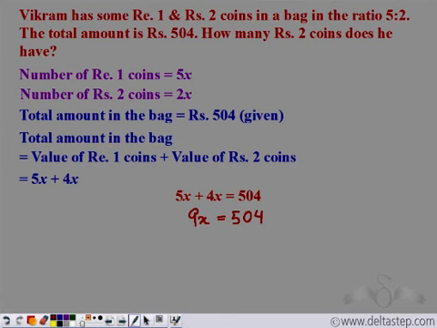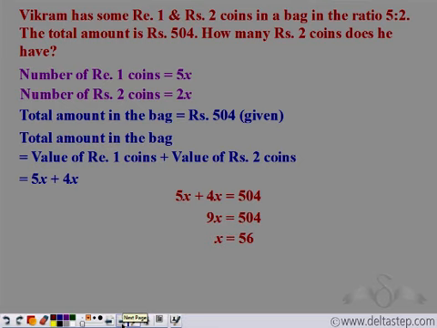Now transposing 9 to the right hand side, we get x is equal to 504 divided by 9. 9 into 5 is 45. Now 50 minus 45 is 5. So we take 5 from here and 4 from here. It gives us 54. 9 into 6 is 54. So we get x is equal to 56. So x is equal to 56.